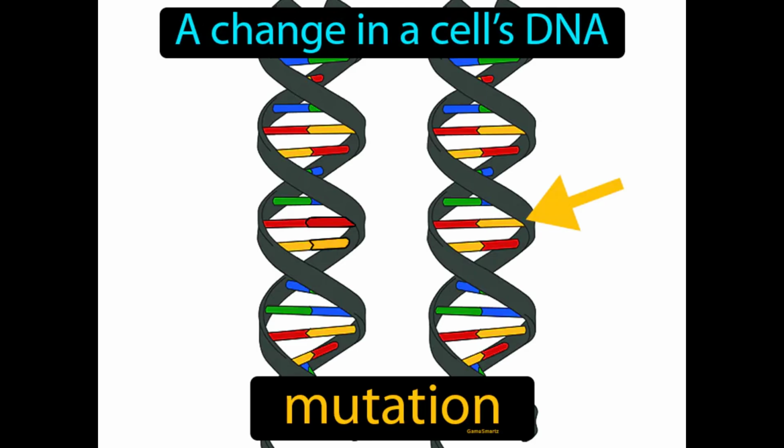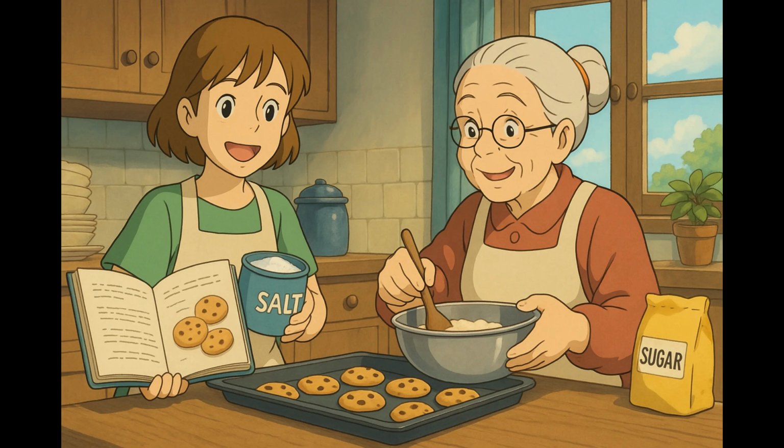A change in a cell's DNA. Mutation. In simple terms, a mutation is an alteration in the genetic code that can affect how a cell functions or develops. Imagine you're following a beloved family recipe for chocolate chip cookies, but you accidentally use salt instead of sugar. This small change in ingredients can drastically alter the taste and outcome of the cookies, just like how a mutation alters a cell's DNA.